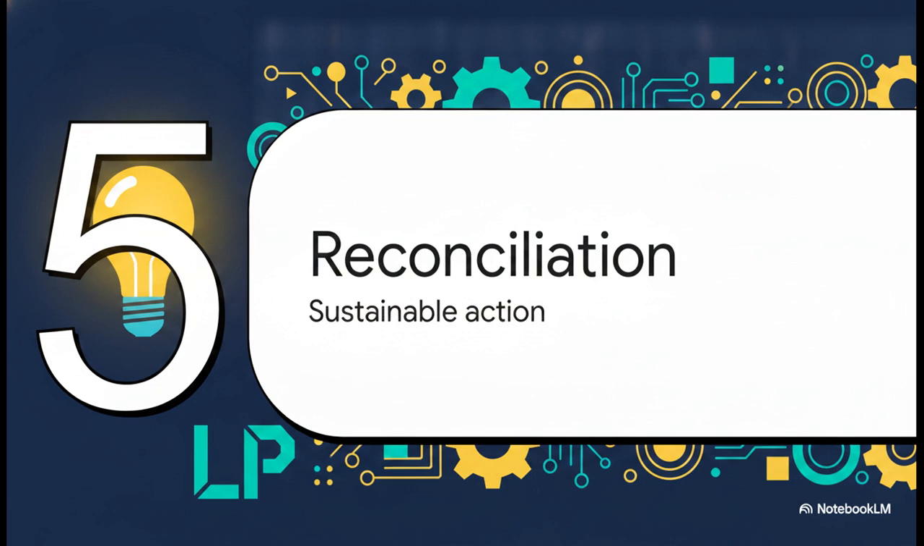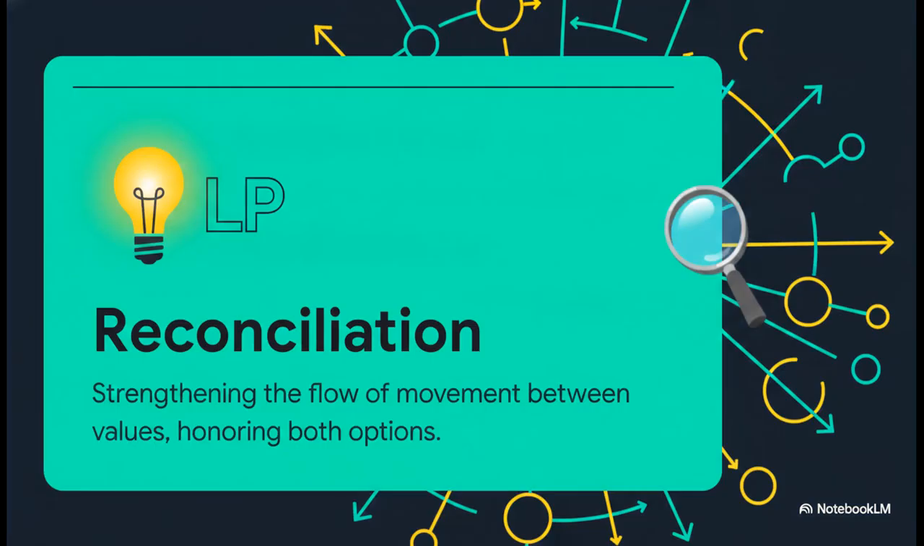This is how we escape the trap. How do we actually design fluid, sustainable action? We classify this concept under resolution mechanisms. Now, we define reconciliation not as some weak compromise, but as understanding the profound circularity of complementary values. Rather than disrupting the connection, reconciliation strengthens the flow of movement between opposing values, consciously honoring the necessity of both options.